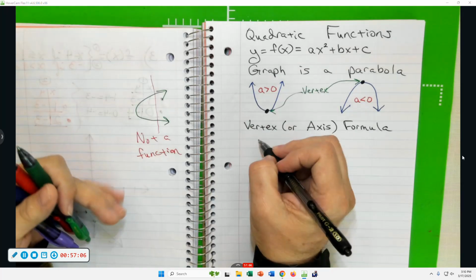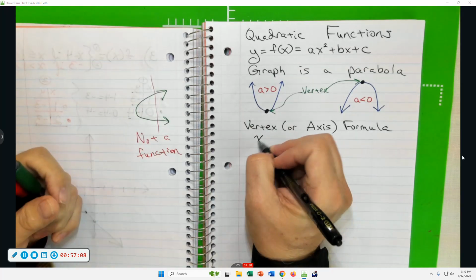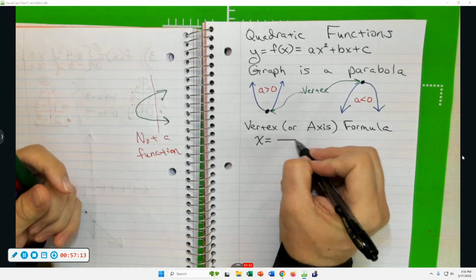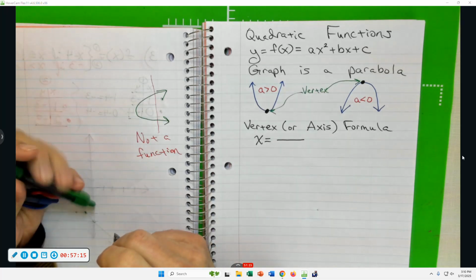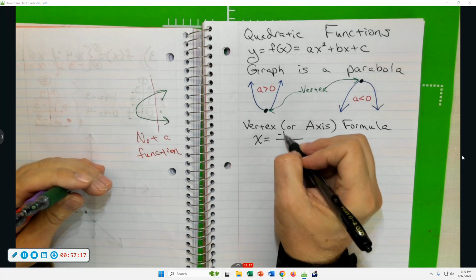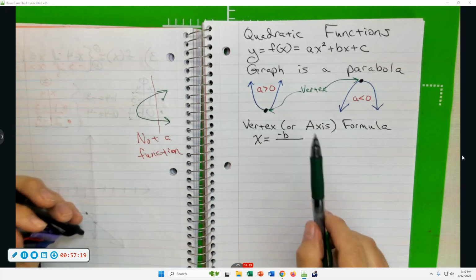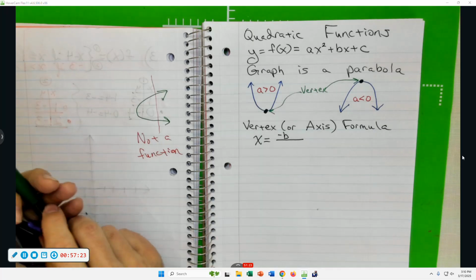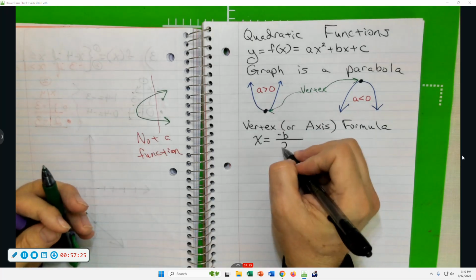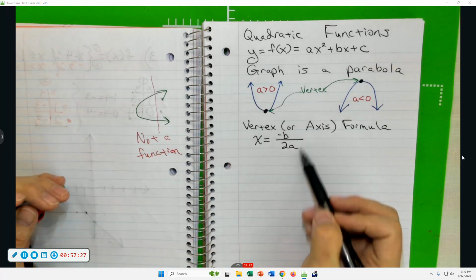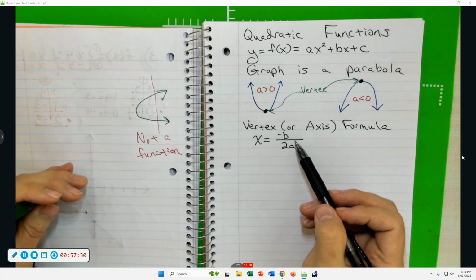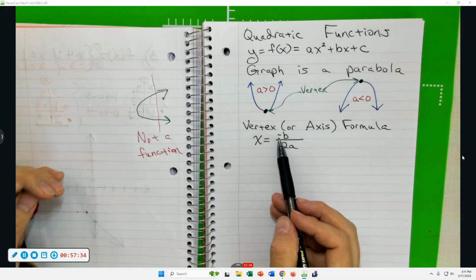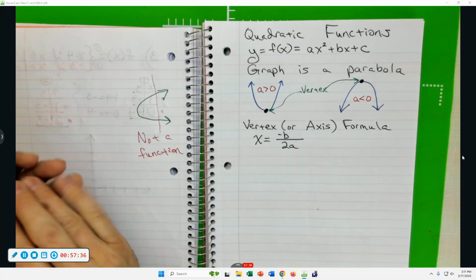The vertex will occur when x is equal to a fraction. Think about the quadratic formula. It's negative b, plus or minus the square root of b squared minus 4ac, all over 2a. It's the quadratic formula without that messy plus-minus square root stuff. It's just negative b on top, 2a on the bottom.